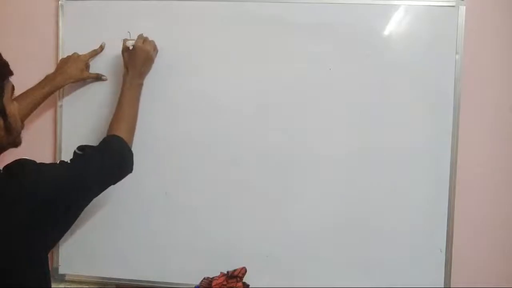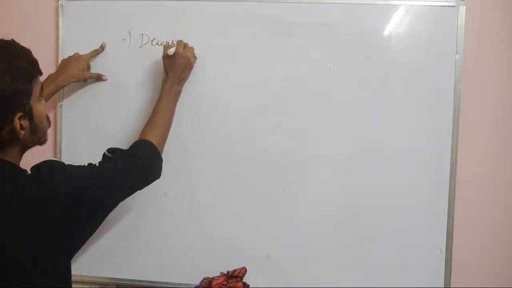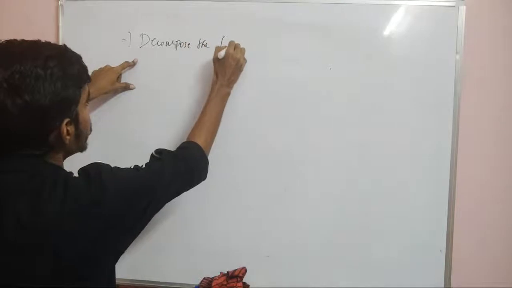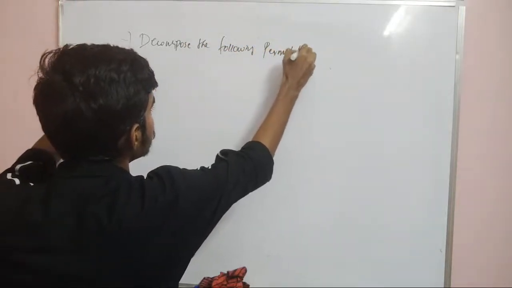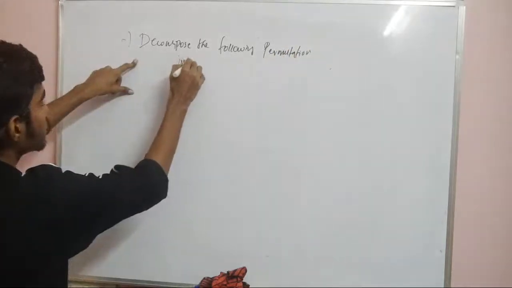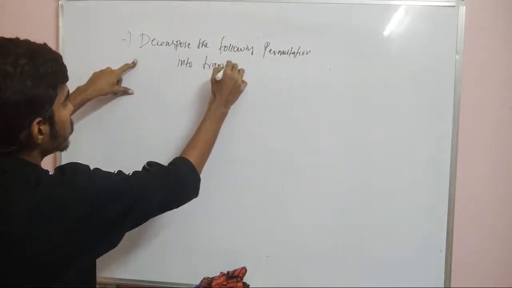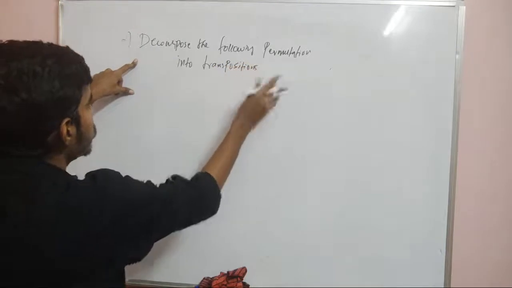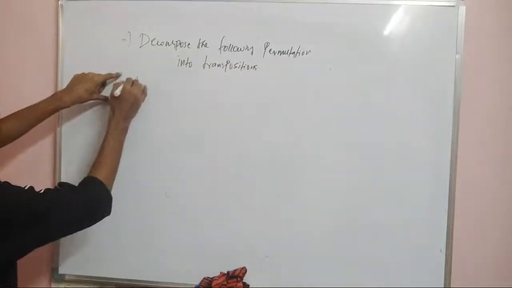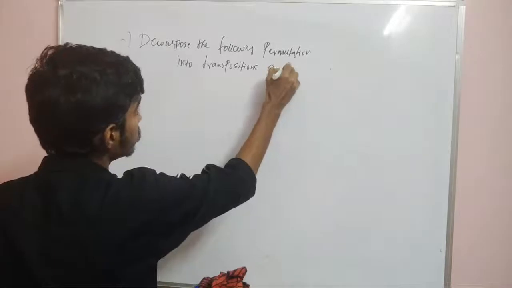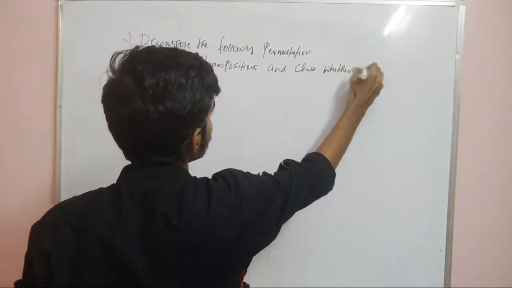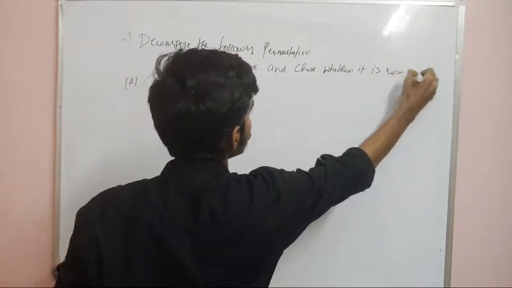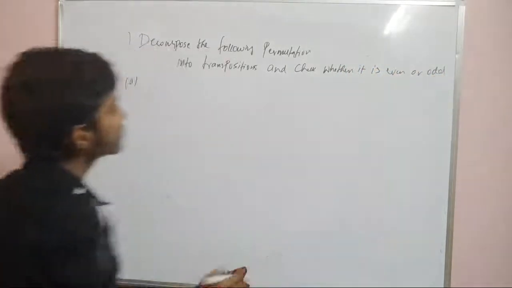Now decompose the following permutation into transpositions. So we need to write this as a product of transpositions, and check whether it is even or odd.